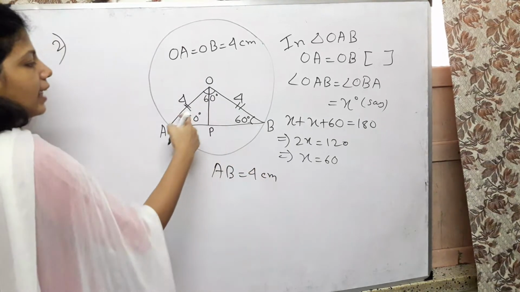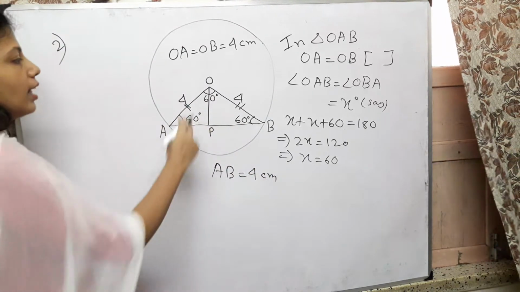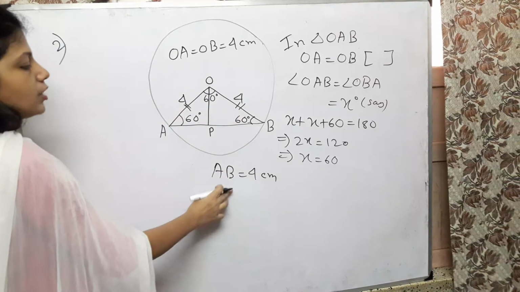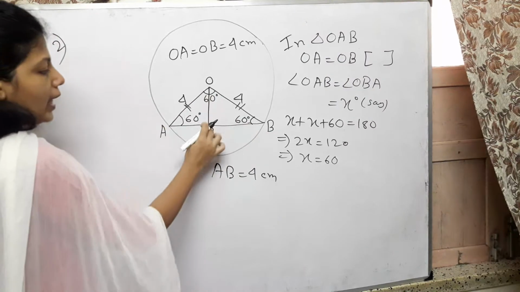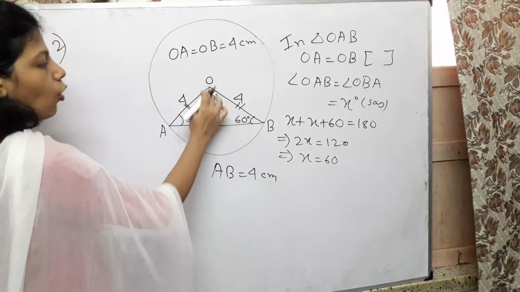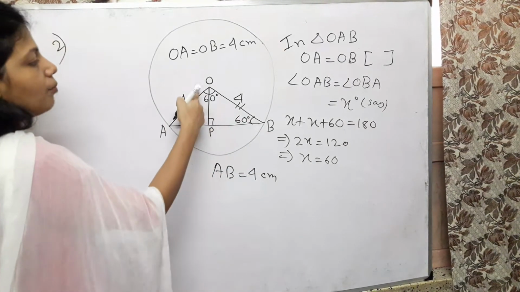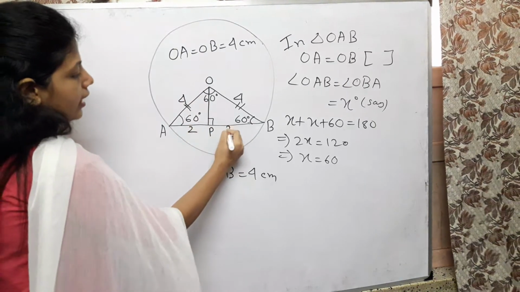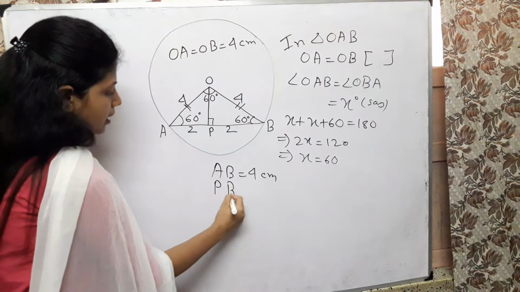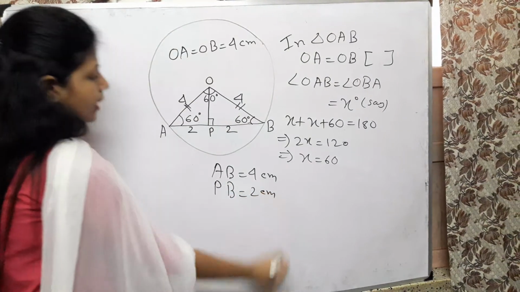Because all the angles are equal, that means all the sides are also equal. So till now we found that AB is 4. Now OP bisects AB because OP is a perpendicular from the center to the chord. So this will be 2 and this will also be 2. That means PB equals 2 centimeter.